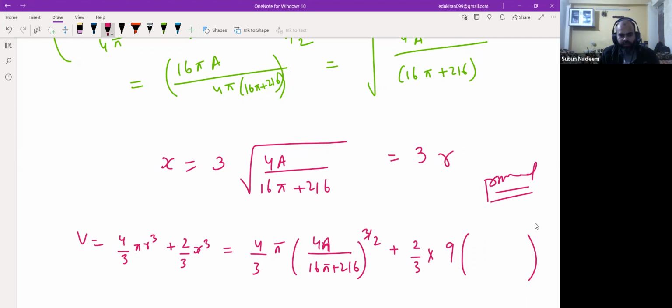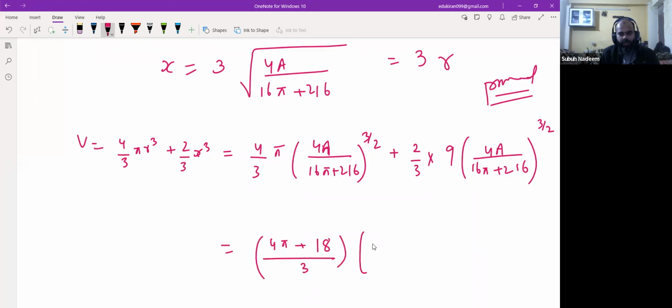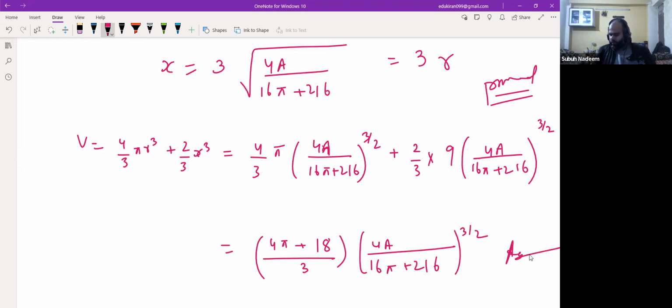So r cube is again the same thing. So 3 by 2, 4a by 16 pi plus 216. So this would become 18, 4 pi plus 18 by 3 into 4a by 16 pi plus 216 to the power 3 by 2. This you can write as the final answer. Let me check also. So one part is the proving part, another one is the answer of this. So it is k to the power 3 by 2, that is a to the power 3 by 2. That is fine. By 3. Yeah, that is also fine. And 16, 4 pi plus 54. So, okay, 4 pi to take common.